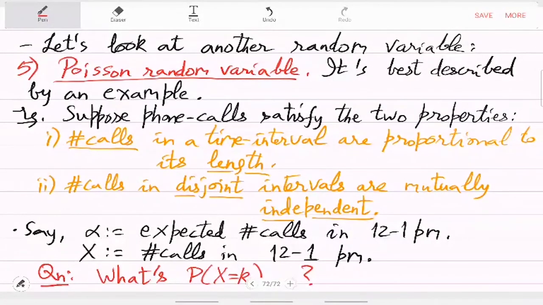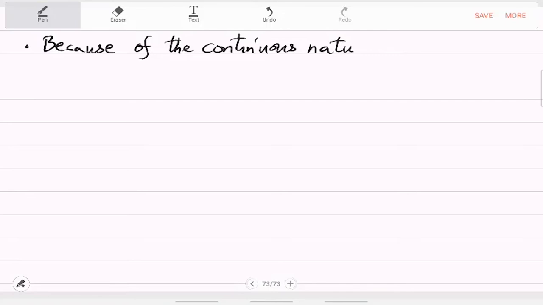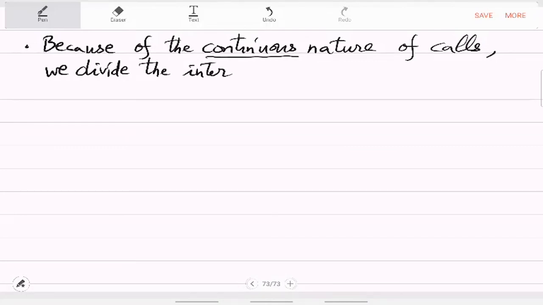Right. So assuming these two properties, this can be worked out beautifully. So let's see. This should surprise you. Those two properties make the calls continuous in nature. So, because of the continuous nature of calls, we divide the interval into n discrete parts. Okay, so think of n as something very large, and then in one part only one phone call can come. What is the probability of that phone call actually being made?